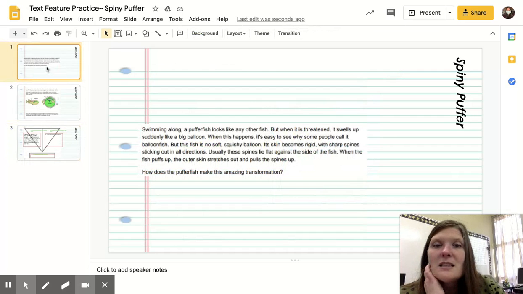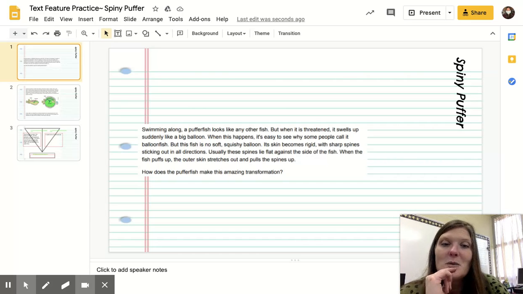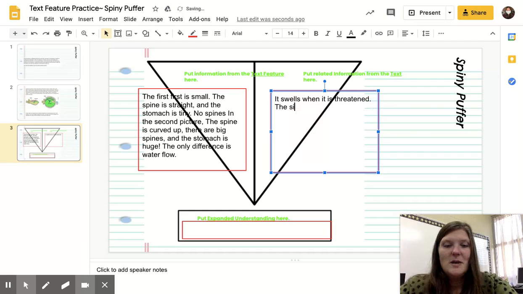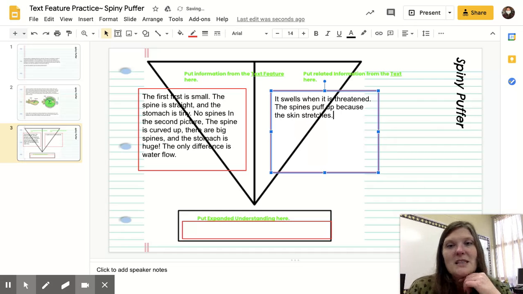And then let's go back here. Skin becomes rigid with sharp spines sticking out in all directions. I saw that in the picture. Usually the spines lie flat. Okay, this sentence helps me. When this fish puffs up, the outer skin stretches out. So the spines go up because the skin stretches out, right? So I'm going to add that here. The spines puff up because the skin stretches. That's what makes the spines go up.